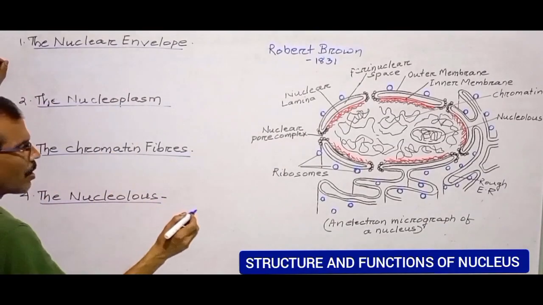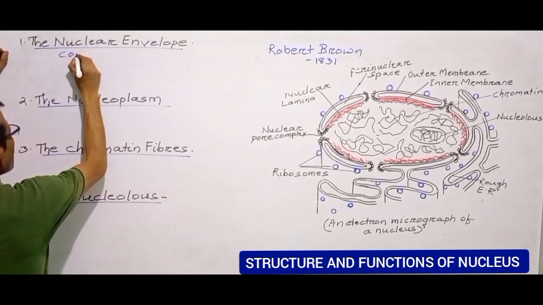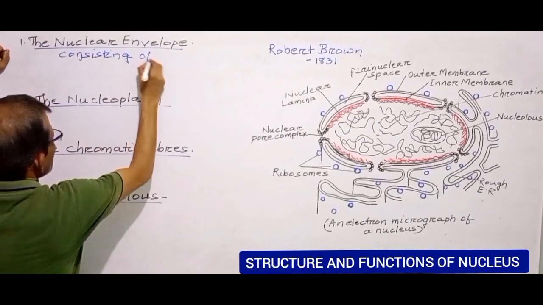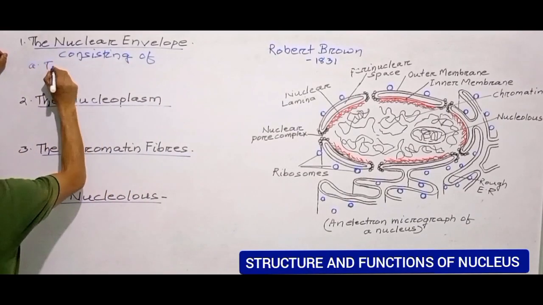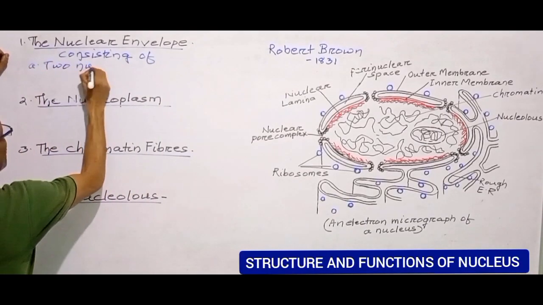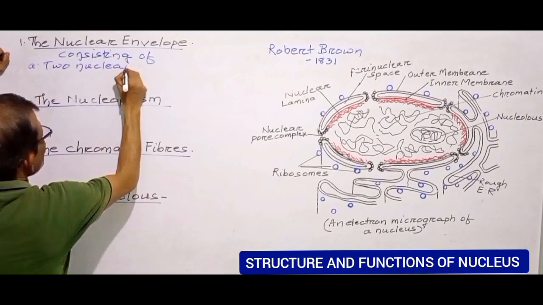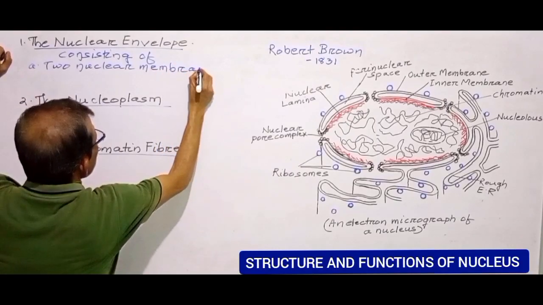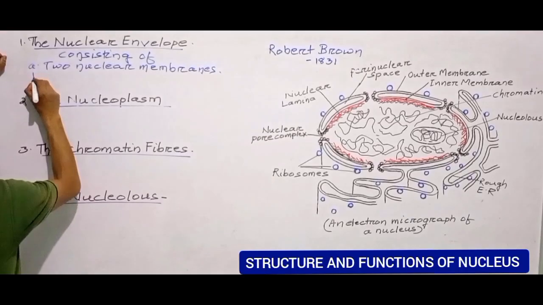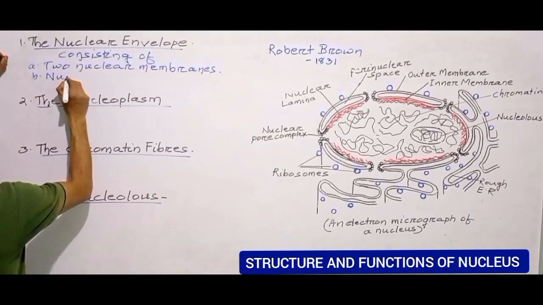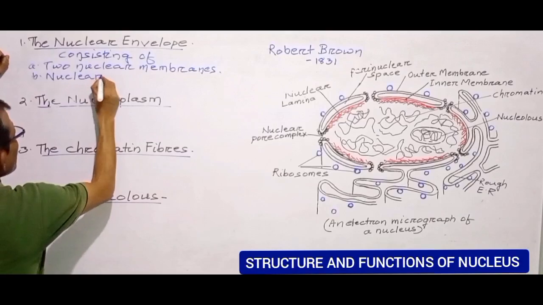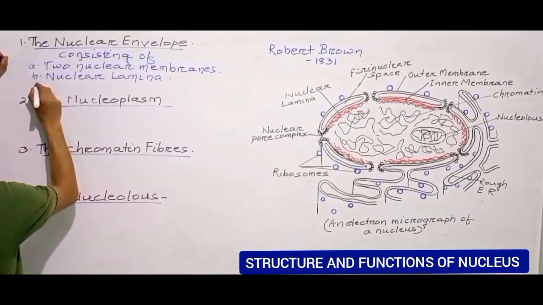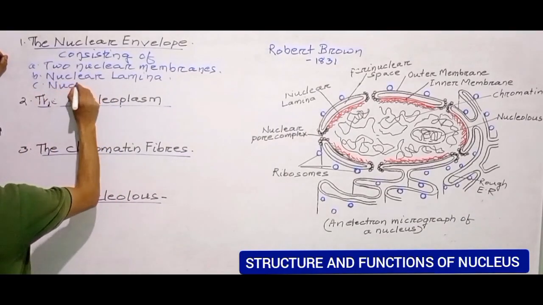The nuclear envelope has a complex structure consisting of two nuclear membranes, an underlying nuclear lamina, and nuclear pore complexes.